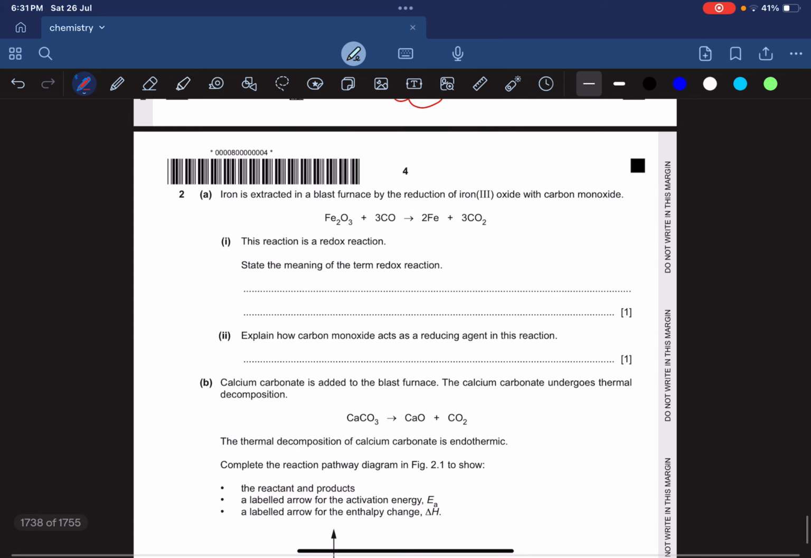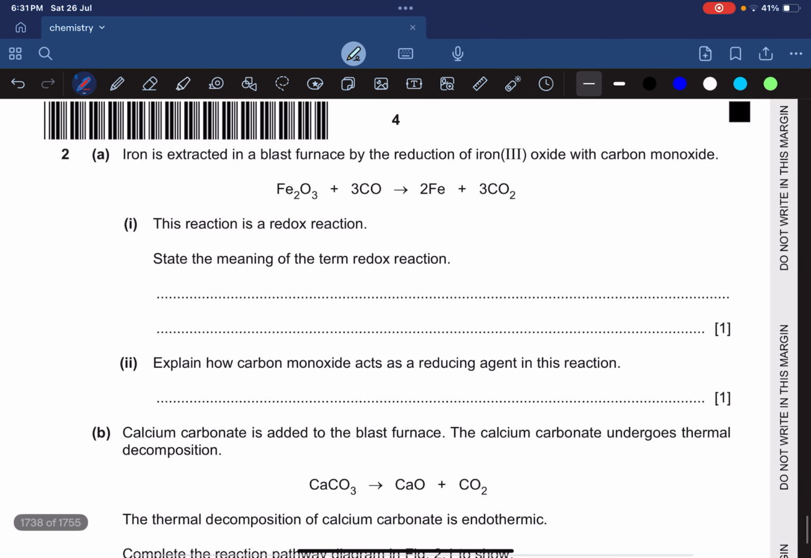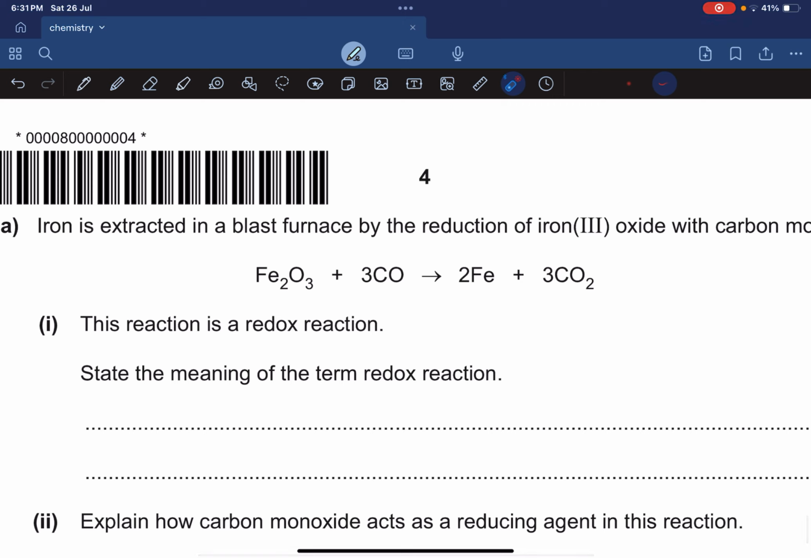Moving on. Iron is extracted in a blast furnace by the reduction of iron 3 oxide with carbon monoxide. Why is it a reduction? Because reduction is loss of oxygen. Over here, this iron has this oxygen with it. This O3 is attached with the iron. But over here, iron has lost its oxygen. That is why this is a reduction reaction, because there's a loss of oxygen.